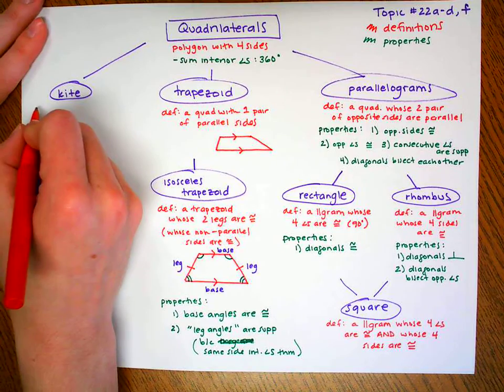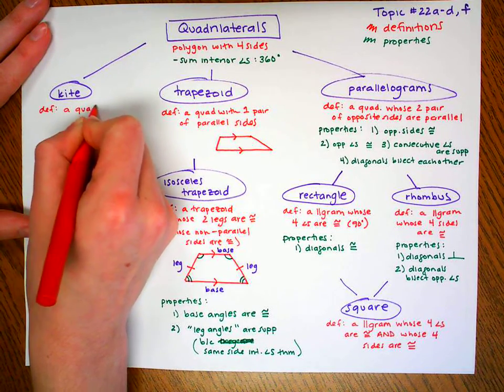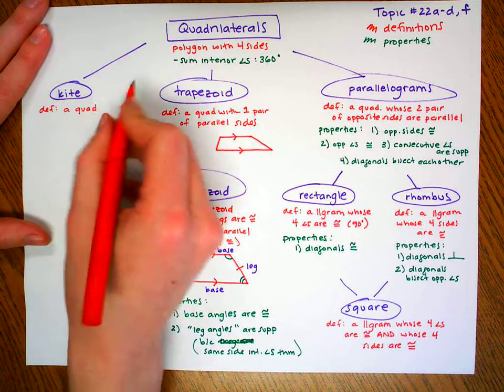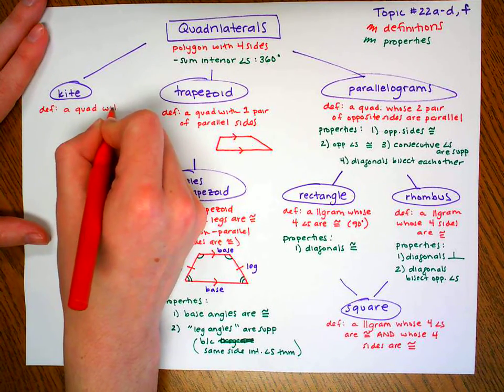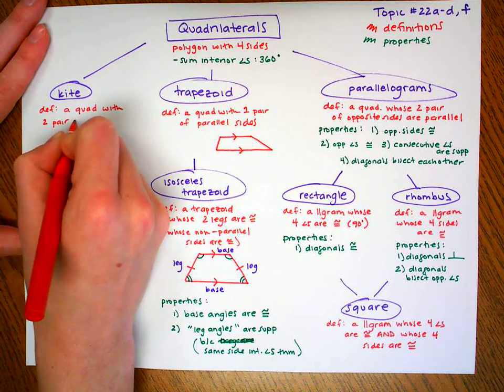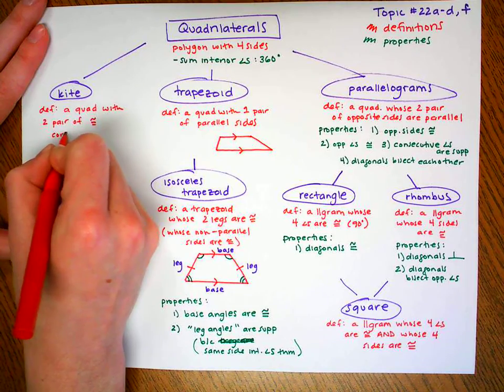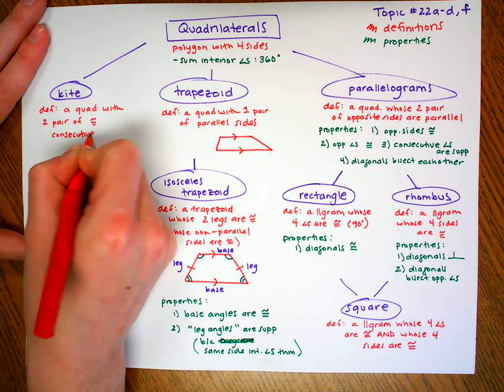The actual definition is going to be a quadrilateral with two pairs of congruent consecutive sides.